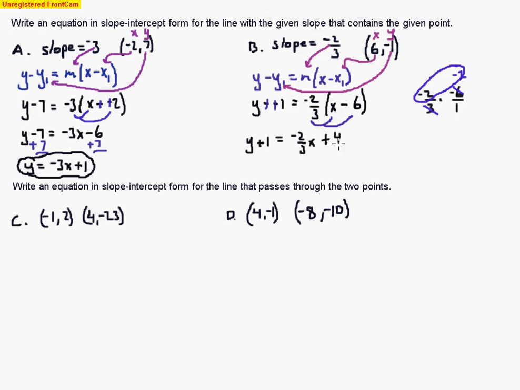So from that point, we can just do that one opposite operation. That's just to subtract the 1 from both sides, and we'll have our answer. So in this case, y equals negative 2/3 x, and then plus 3. And there is your answer.